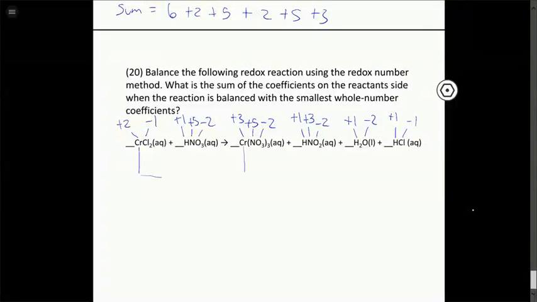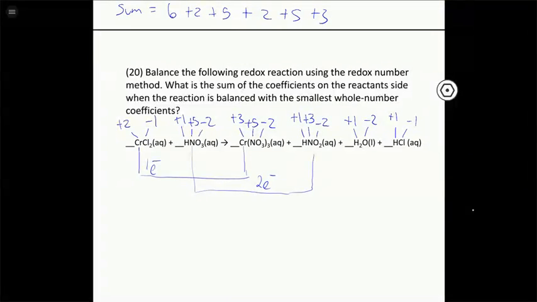So Cr is going from +2 to +3. So that's 1 electron. And then we have a nitrogen that's changing as well. We have nitric acid going from +5 for nitrogen, and then one of our products, HNO2, has a nitrogen that's at +3. So this is one of those situations, we saw it in class. This is going to be 2 electrons because the oxidation number is changing by 2.